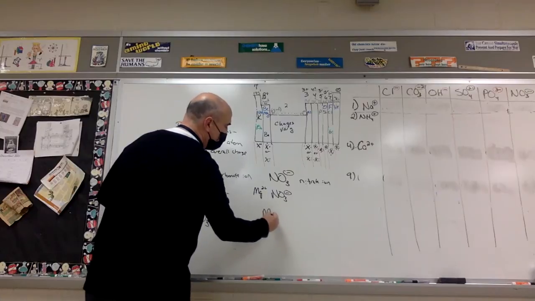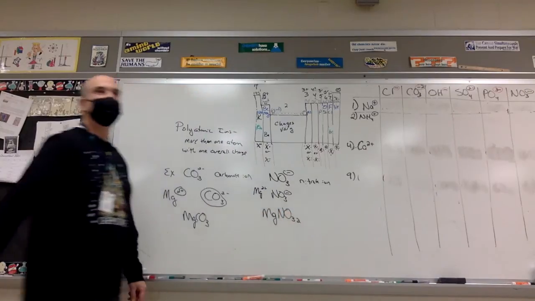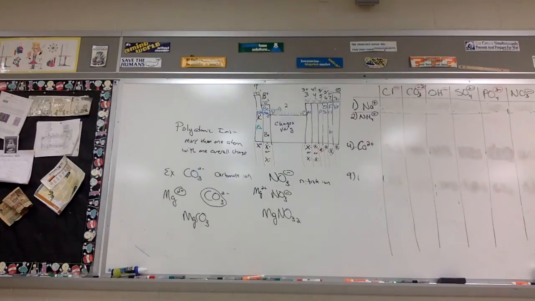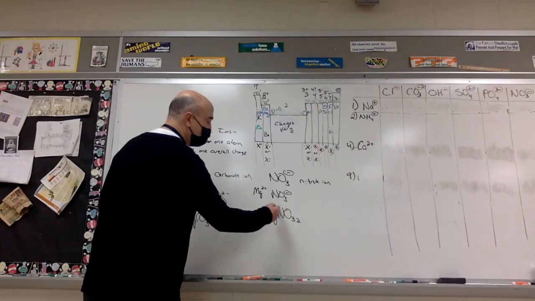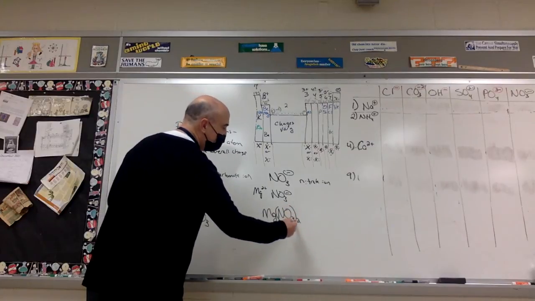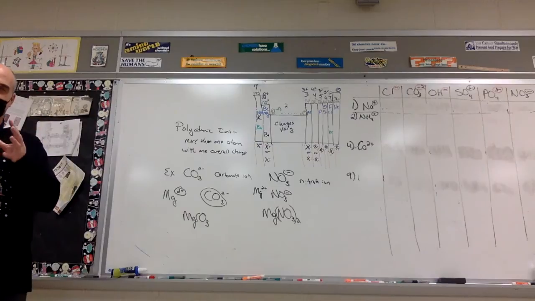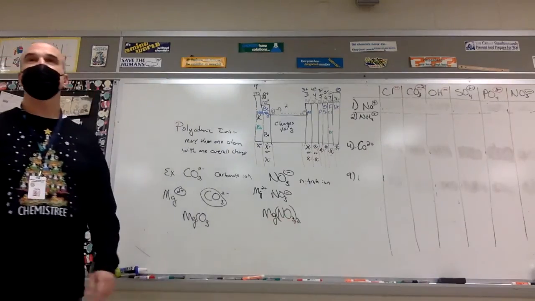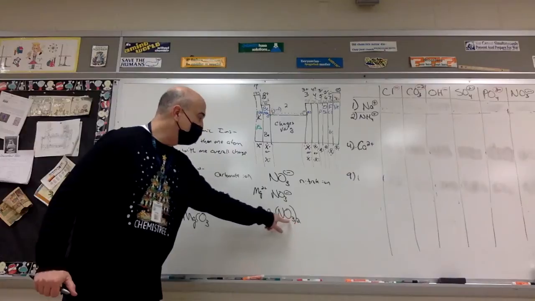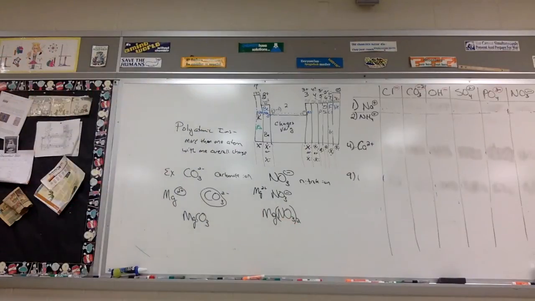So when I write that formula, I can't just write it this way, because it looks like I have 32 oxygens, right? So what we do with polyatomic ions, if you need more than one polyatomic ion, you just put it in parentheses. Put the ion formula in parentheses, and how many you need outside. So that's telling me I need 2 of the nitrates. Does that make sense?